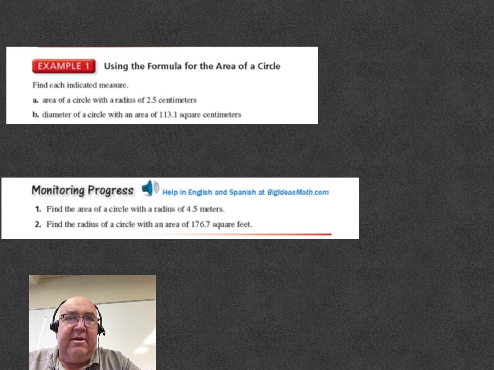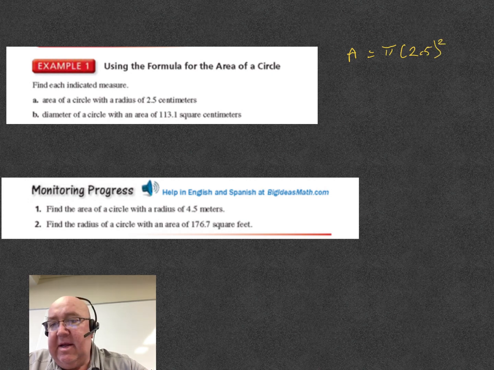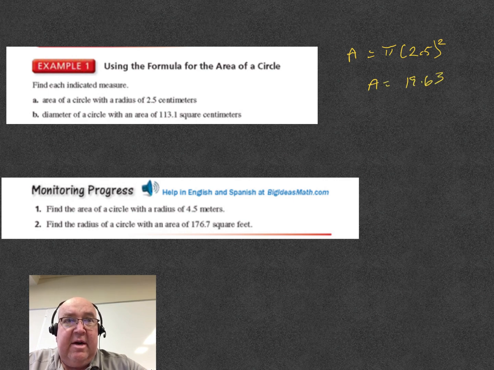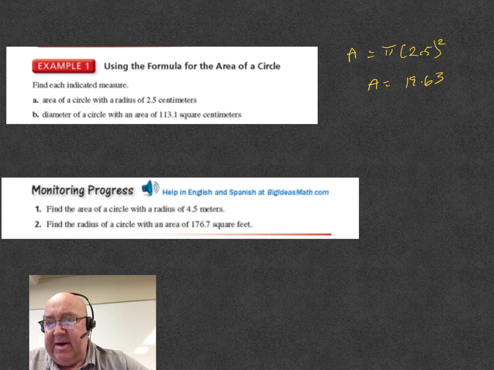First, we want to find an area of a circle with a radius of 2.5 centimeters. So area is going to be equal to pi times 2.5 squared, and that is going to be equal to about 19.63. We want to find the diameter of a circle with an area of 113.1.